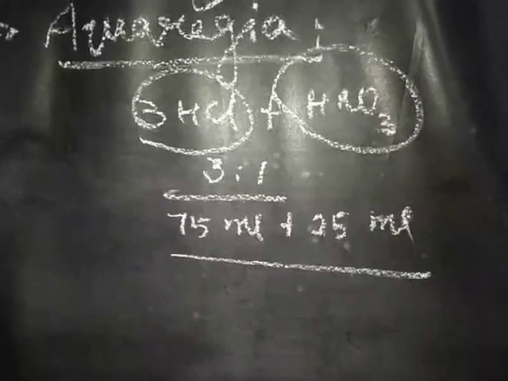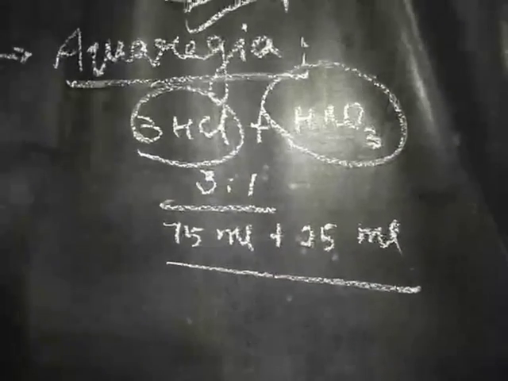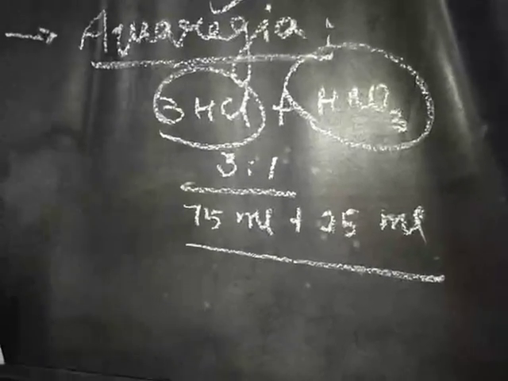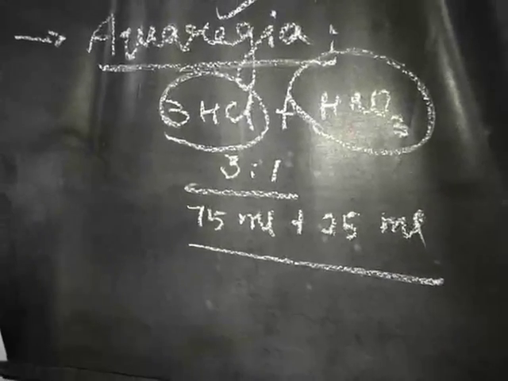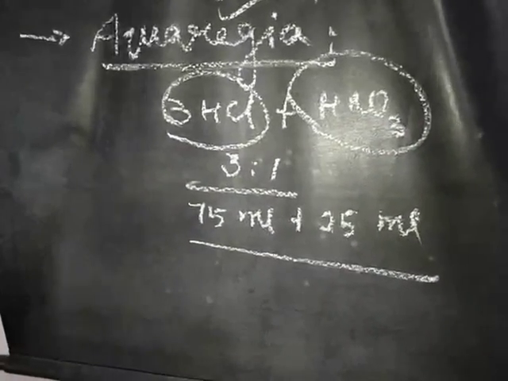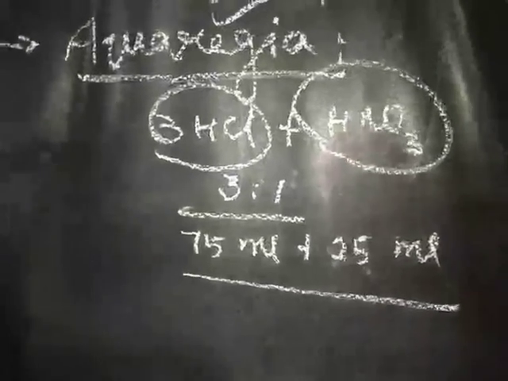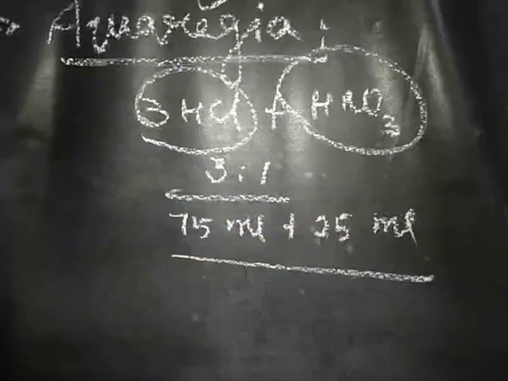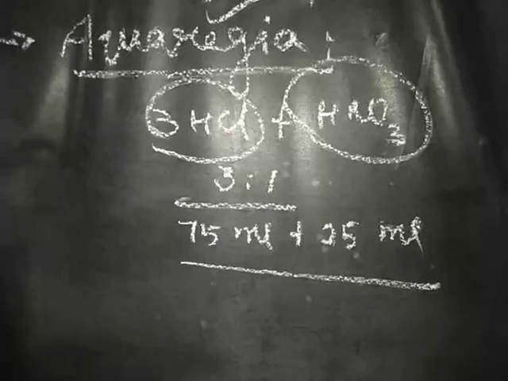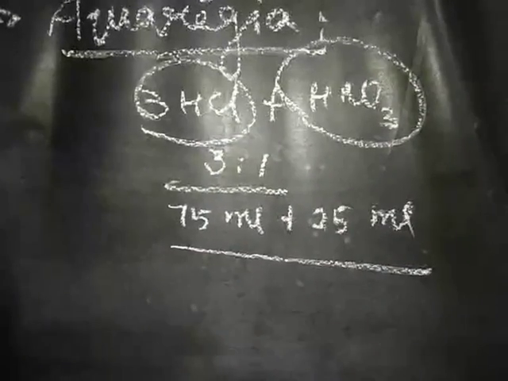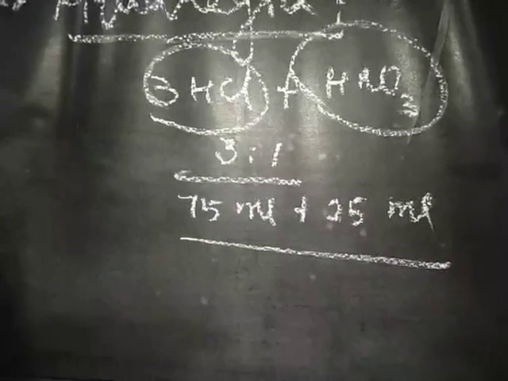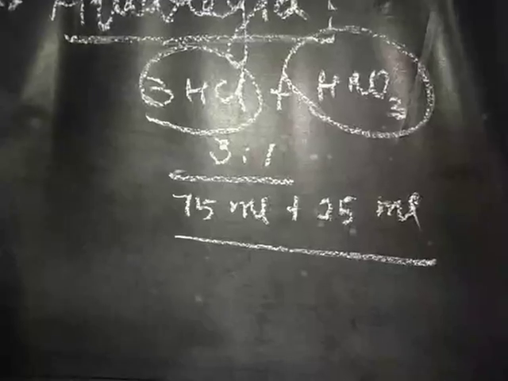When we mix these two liquids, we get a yellow orange color fuming liquid. We have to mix them optimally in a molar ratio of 3:1. So what are the uses of aqua regia? Why do we want to prepare aqua regia?